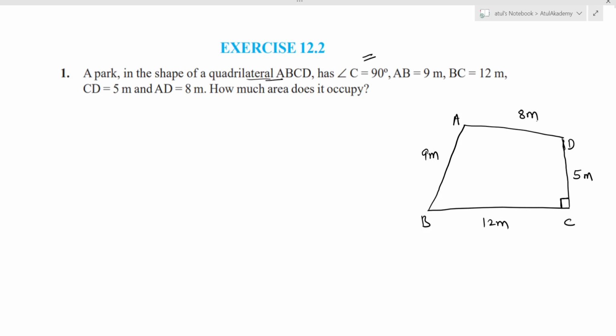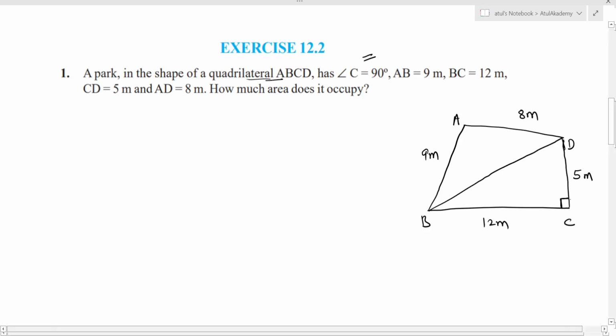Now, it's a quadrilateral. How will I get a triangle over here? Let us join BD. Now, why am I joining BD, not AC? Because I can see a right angle triangle over here. Using that right angle property, Pythagoras theorem, I can find out BD. Yeah, students, I can find this out.